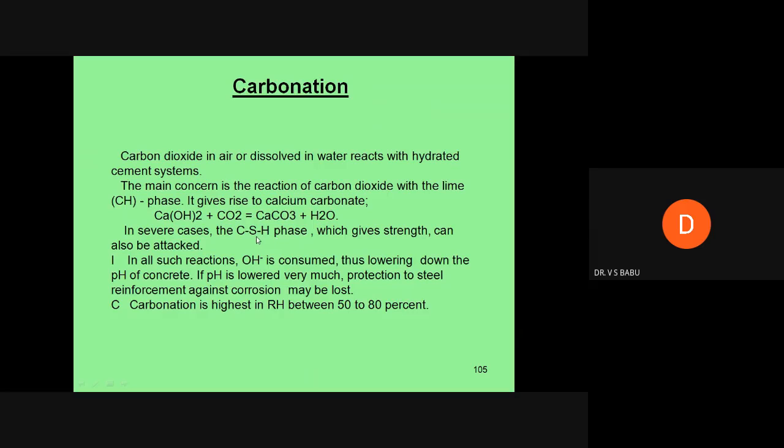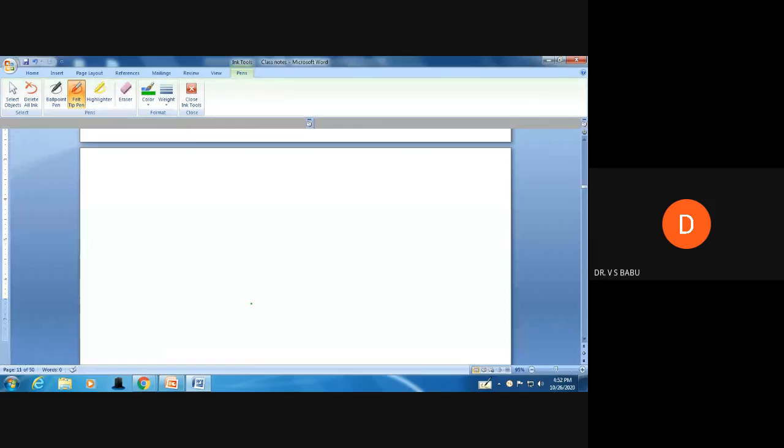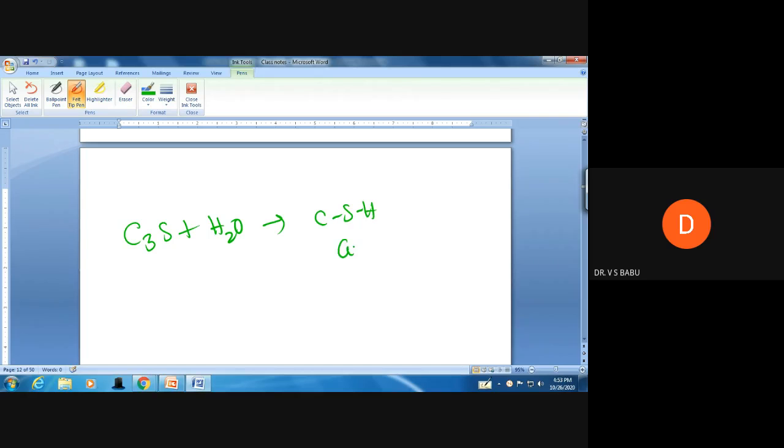Sometimes this carbon dioxide attacks not only the calcium hydroxide but also the CSH gel. CSH gel is the strength phase. Actually, you know that better than me. In the hydration process, for example, C3S plus H2O gives rise to CSH gel, which is the strength phase, plus calcium hydroxide. Actually, this is the basic equation. Okay? In this, this is the strength phase.